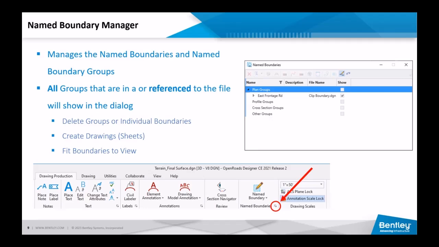All groups that are referenced into the file or in the file, all name boundary groups should show up in your Name Boundary Manager. You can delete groups from here or delete individual boundaries. You can create sheets from within here, and you can fit the boundaries to the view. You also can rename. So if you didn't like the name that you chose initially, you can rename the name boundary group and the sheets.